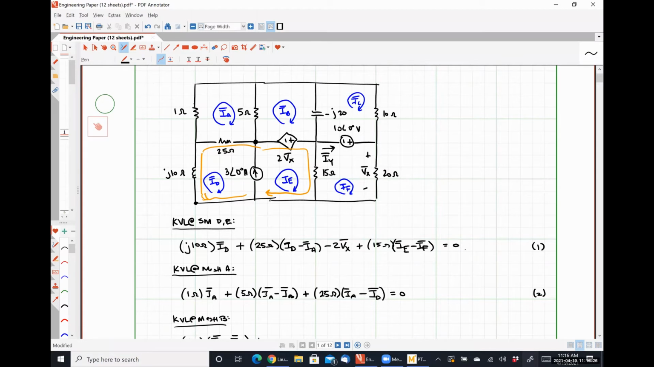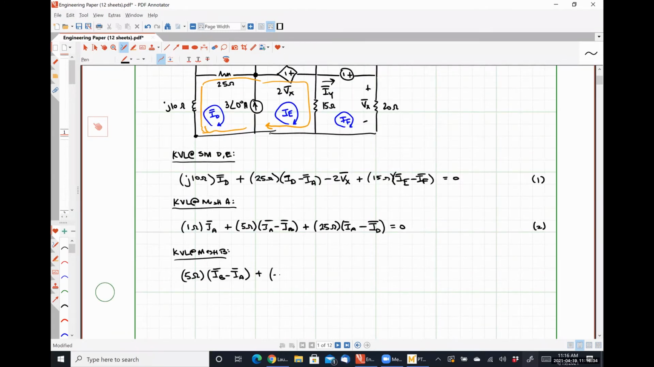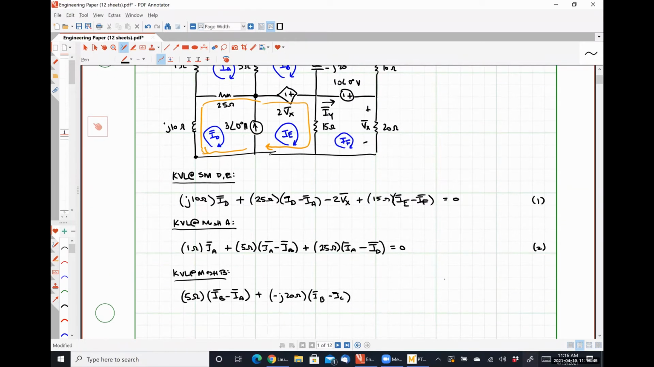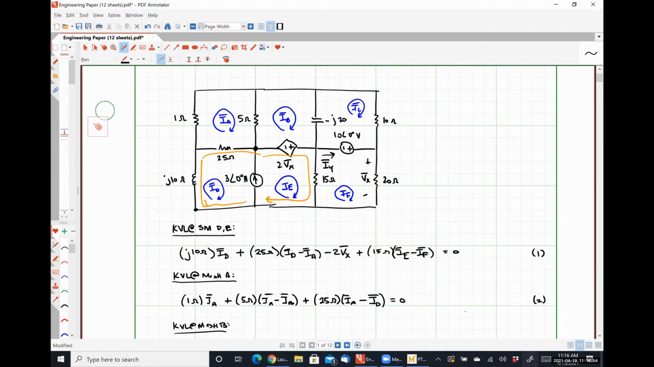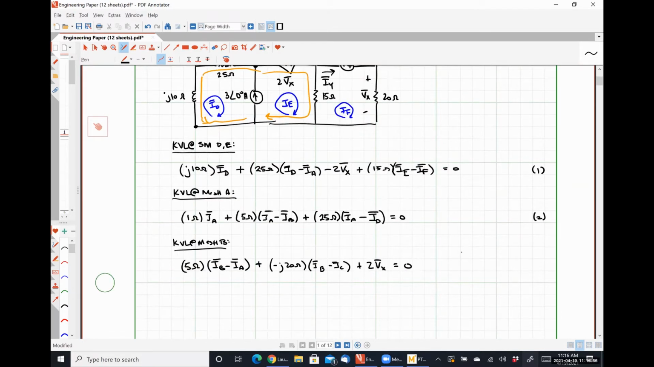What's the next thing I see? All right. And next, plus 2 Vx. Set that equal to 0. Now we have mesh C.